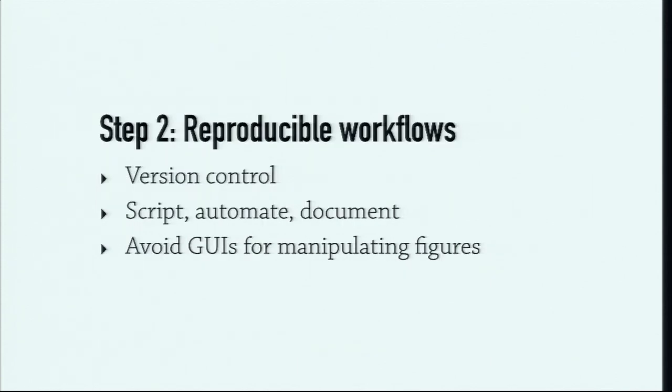Step 2. Step 1 was publish your code. Step 2, reproducible workflows. You've already been learning about version control, but there's more to that. Version control, of course, provides a lot of automatic documentation of all the changes that have happened on any software you're writing. But the second point there, scripting, automating, and documenting, is very important as well.